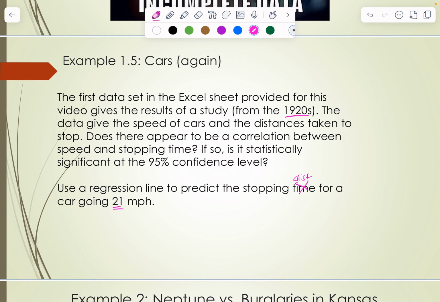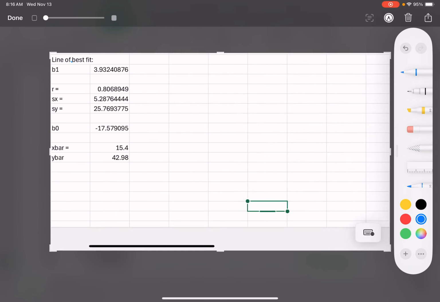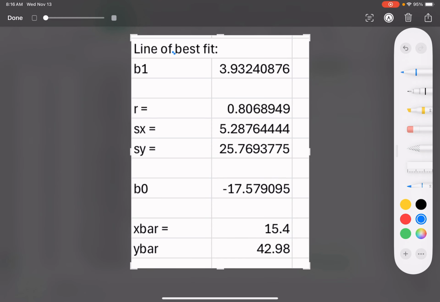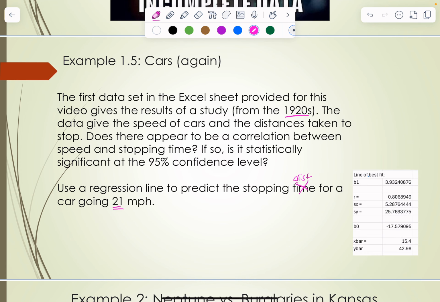Another way of writing this would be to report the B1 and the B naught. So I have taken a screenshot. I have my B1 and my B naught. Copy and delete, paste. So there's the information for my line of best fit. I've got y hat equals 3.9324 times x, which is my speed, minus 17.6. We have 65 is about 3.9 times 21 minus 17.6.